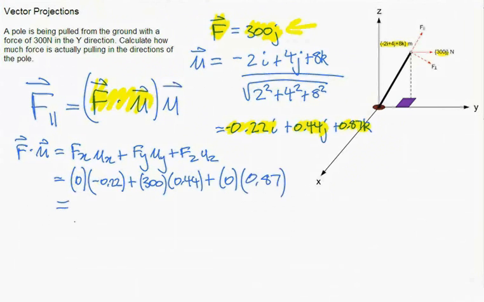If this is calculated correctly, you'll get an answer of 132 newtons. This is a scalar value that doesn't have units of I, J and K. What we have found is a magnitude of this force projected here, which is in the same direction of the pole which is being pulled out.